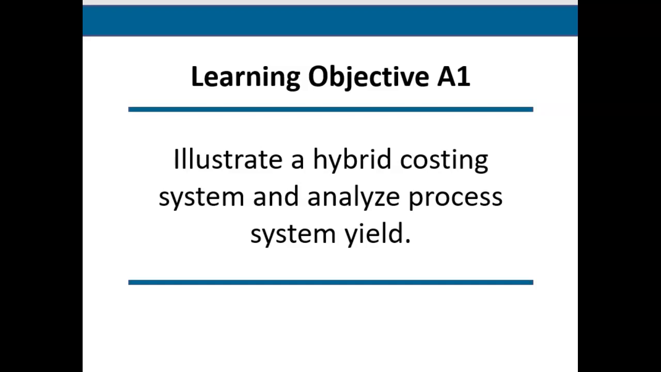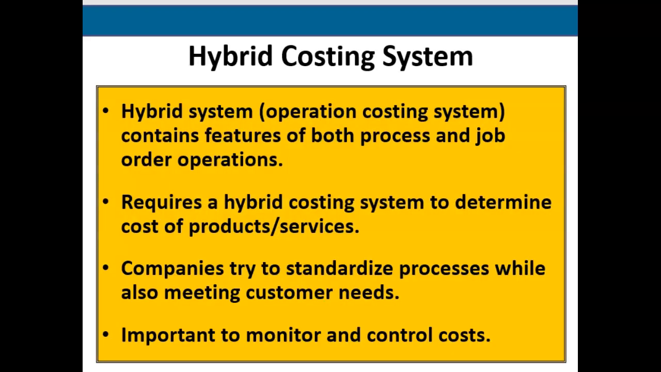Hybrid costing system and analyzes process system yield. So hybrid is when you have both a process and a job operation. It's also called an operation costing system. A hybrid system of process requires a hybrid cost system to properly cost products or even services.